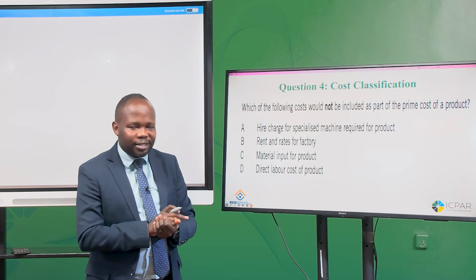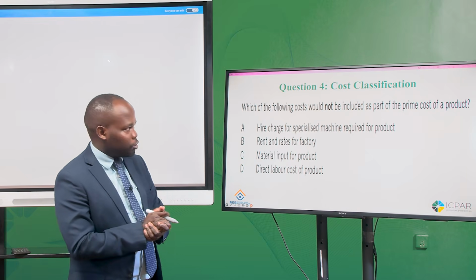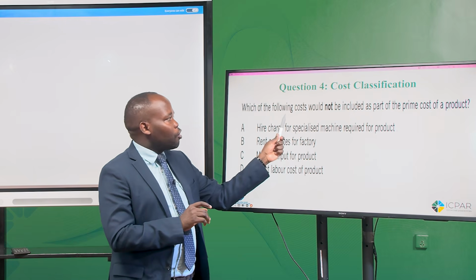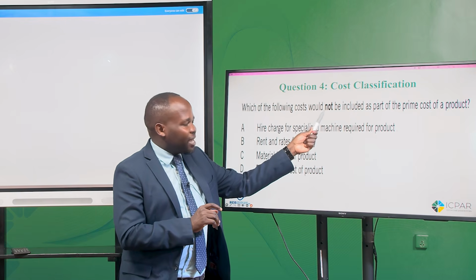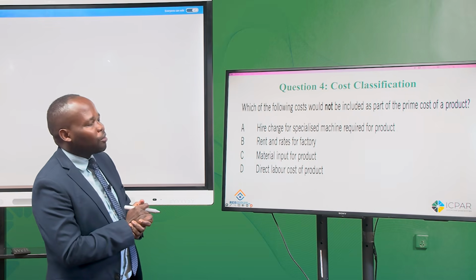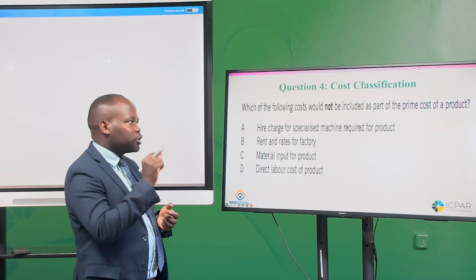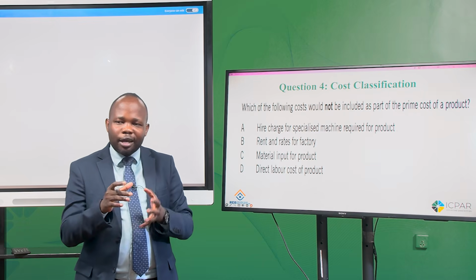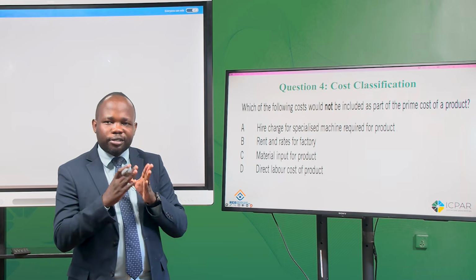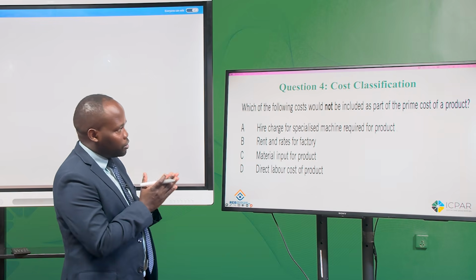The next question, still on cost classification. Question number 4. Which of the following costs would not, the key word there is not, would not be included as part of prime cost? So which one would not be part of prime cost? Remember, prime costs are direct costs. Direct costs are costs traceable to a specific cost unit.